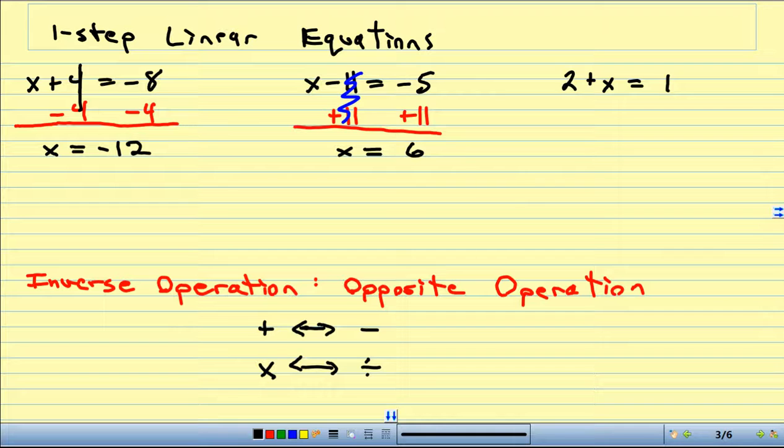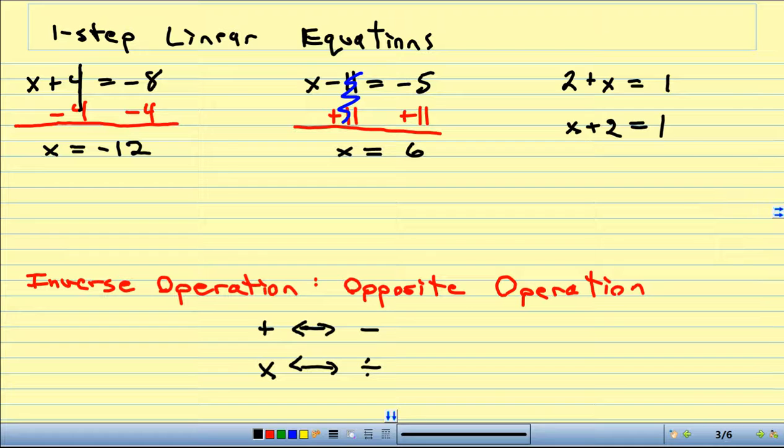And lastly, we have on the right-hand side, I've got 2 plus x. Okay, so this is addition that I have. This, I can rewrite it. If I really want, it doesn't bother me. I can write it as x plus 2 equals 1.